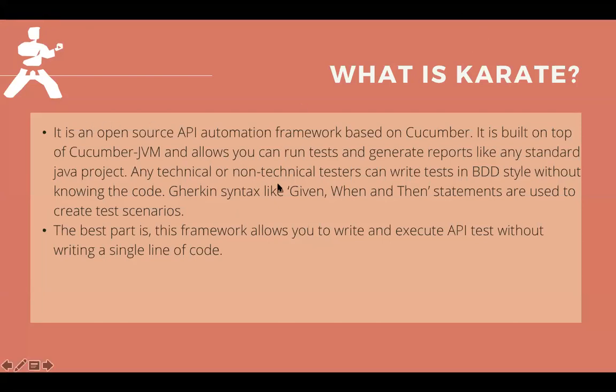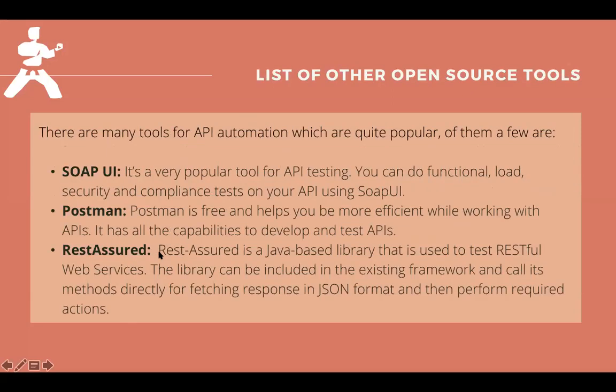So if you look at it, any non-technical and technical testers can write in BDD style without knowing the code. It's pretty standard Gherkin syntax, like given, when, then, and you can just create the scenario. It's pretty easy peasy in that case. Now, the best part is, as I mentioned, you can write and execute the API test cases without writing a single line of code. So we'll take a look at an example as well.